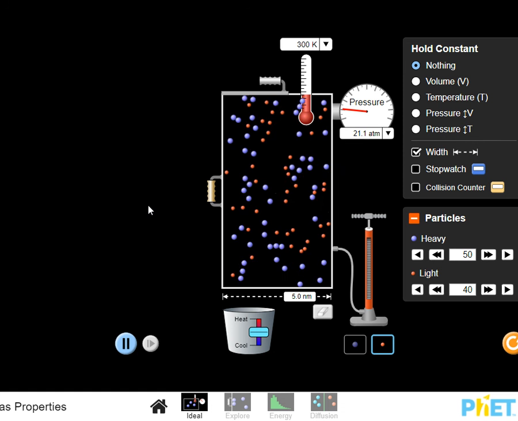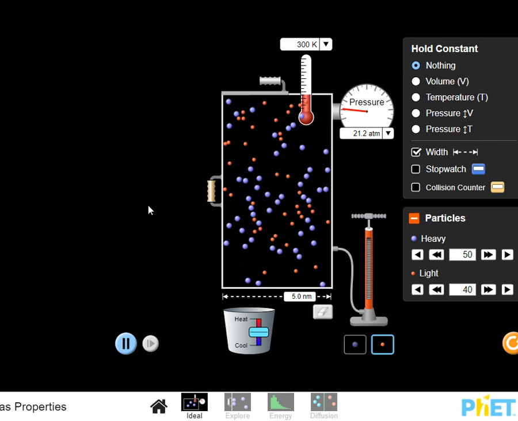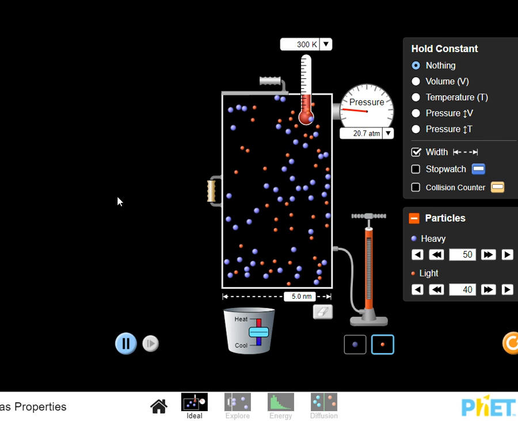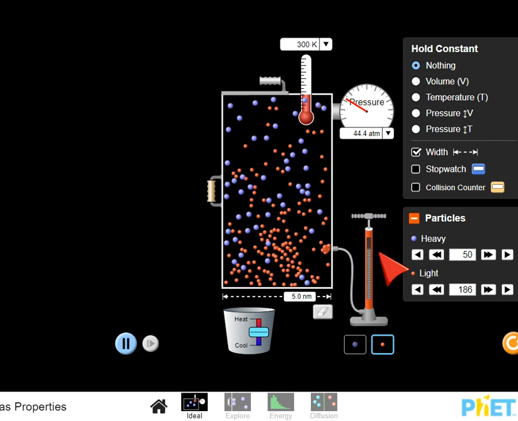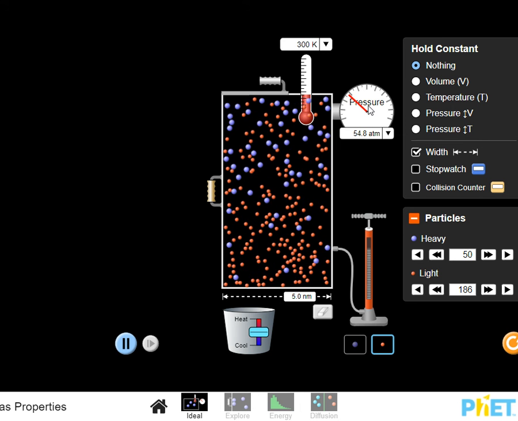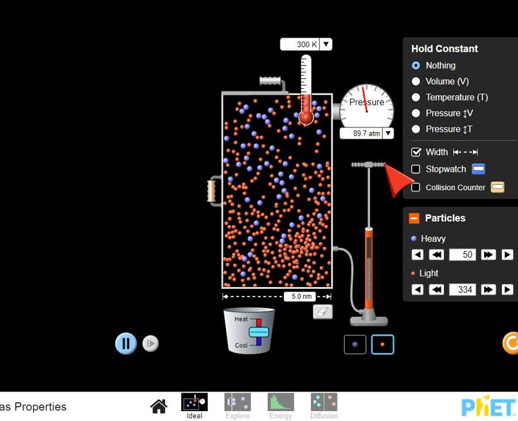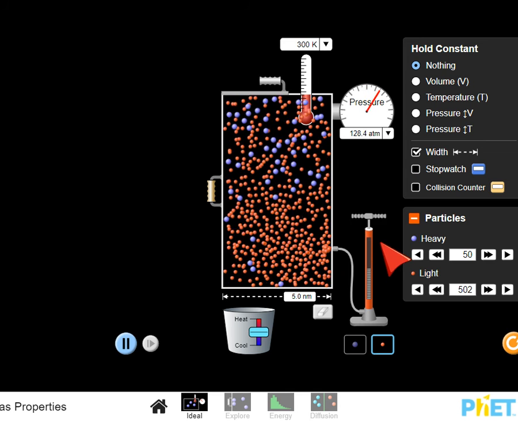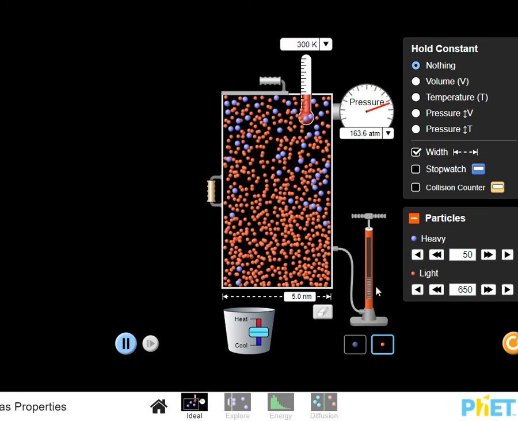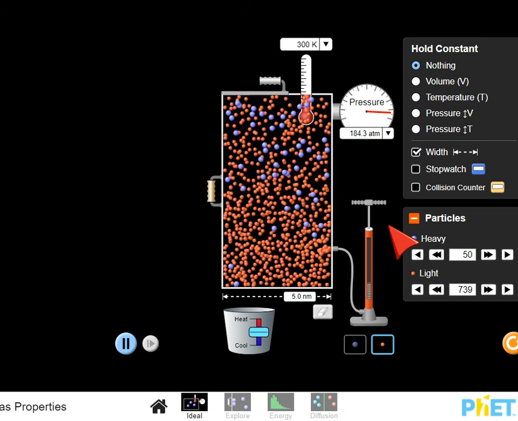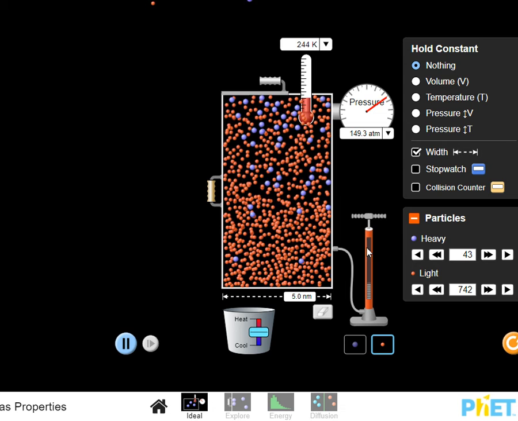And then, no, wait a second. Number 4 says, how does the pressure change when you change the number of particles? So we kind of already answered that question in what we were doing, but if I add a bunch of particles in there, what happens to the pressure? More particles I add, the greater the pressure it is. And I just really like to make the lid come off. Okay.